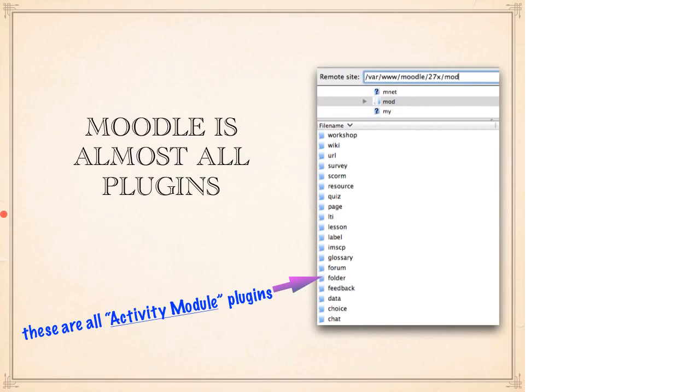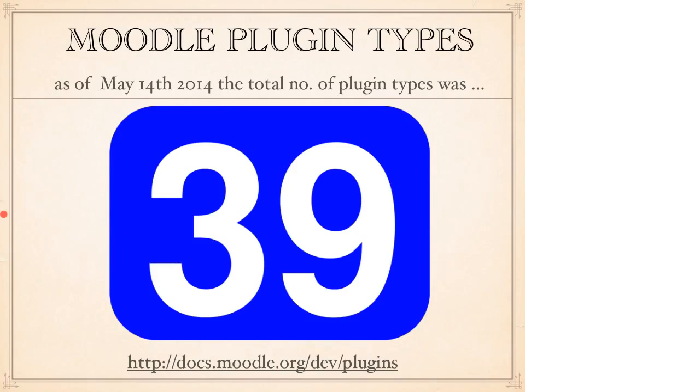12, 15, 14, 20. Okay. Well, that's good. Before this presentation, I actually went and I counted them all, and there are, in fact, 39. There are 39 plugin types.